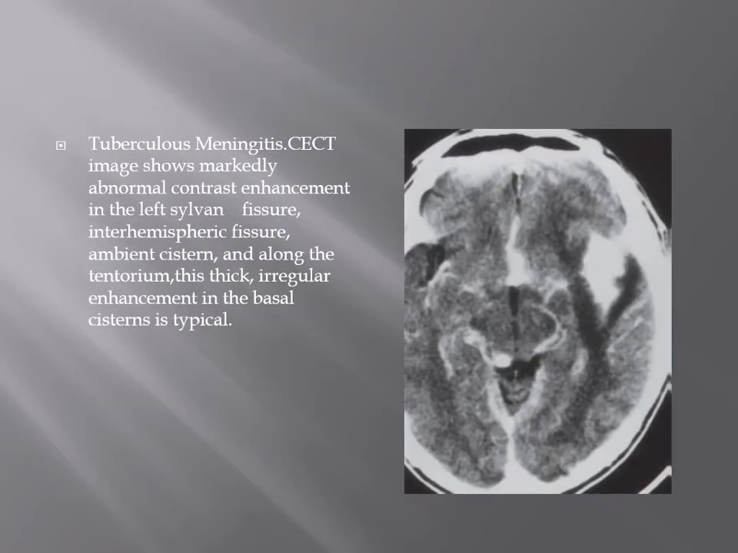Tuberculous meningitis. Contrast enhanced CT image shows markedly abnormal contrast enhancement of the left sylvian fissure, ambient cistern, and interhemispheric fissure, along the tentorium also. Irregular enhancement in the basal cistern is typical.